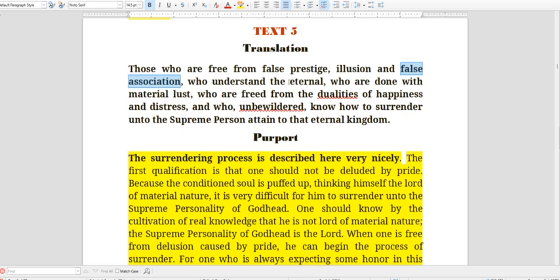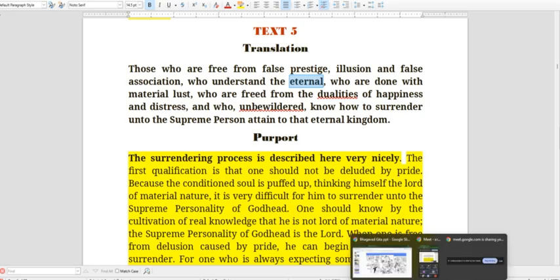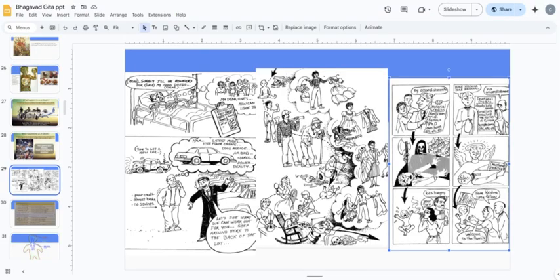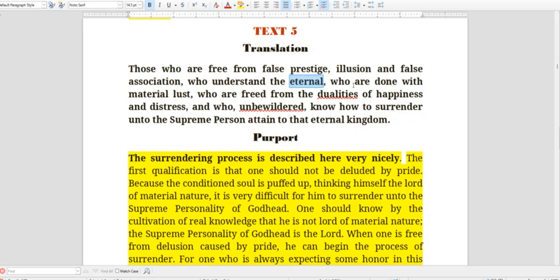He understands the eternal. I won't die. That is another point. I won't die, I will just keep changing bodies. Who are done with material lust? The material lust is duality. It is sometimes happiness, sometimes distress.